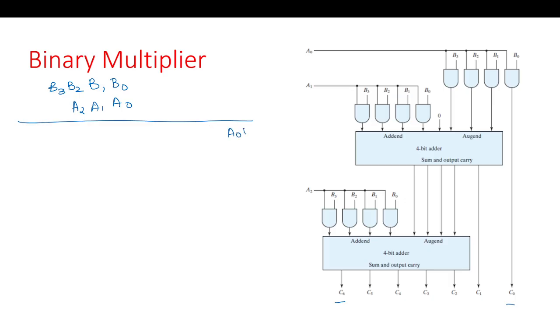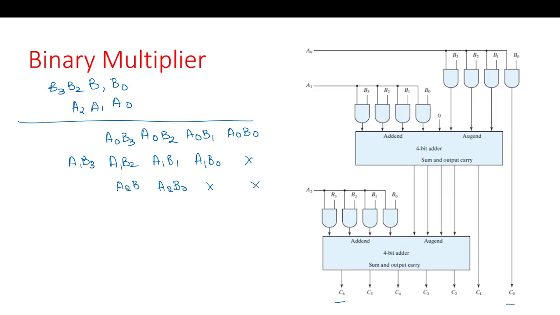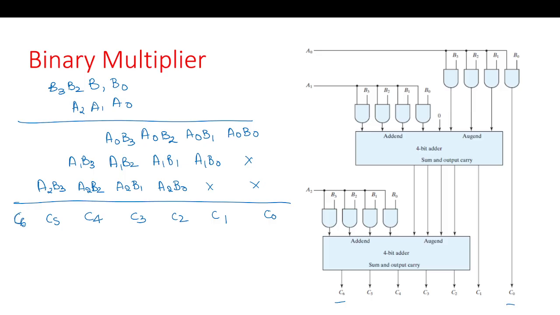So how will we be performing it? It will be A0B0, A0B1, A0B2, A0B3, A1B0, A1B1, A1B2, A1B3, A2B0, A2B1, A2B2, and A2B3. So this is C0, C1, C2, C3, C4, and C6. So this is 4-bit, 1, 2, 3, 4-bit, and this is a carry output.